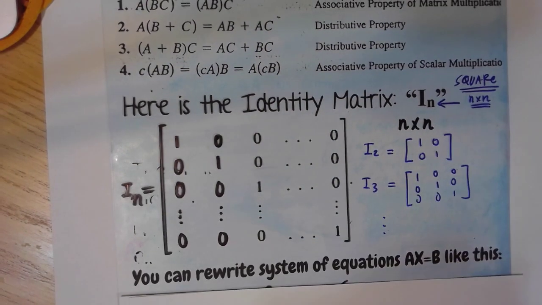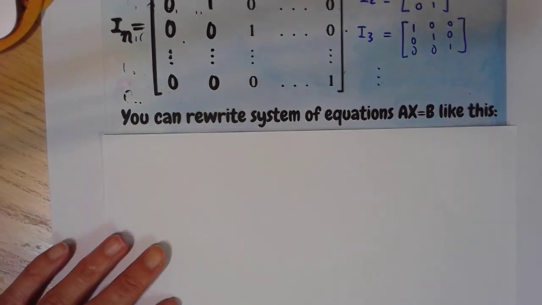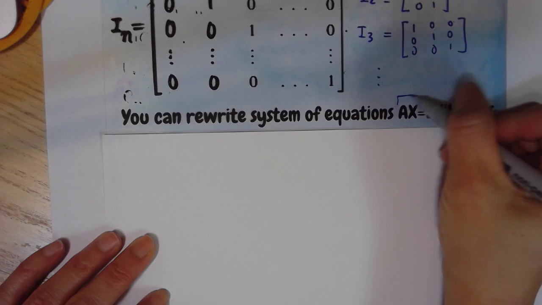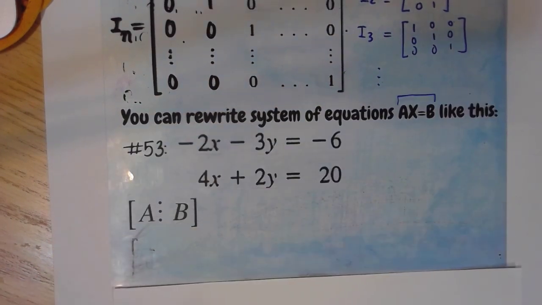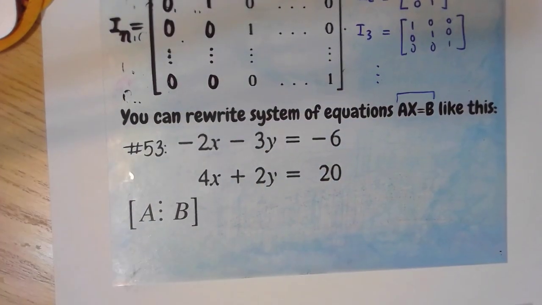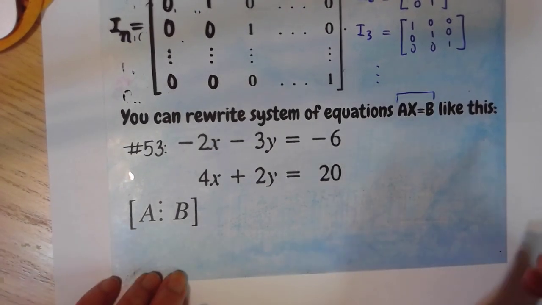All right, let's move on to this problem that you might have seen on your homework last night. You can write any system of equations as AX = B like this. So let's say we have a linear system here. And I know you thought it was really weird yesterday. Why are we doing this? Honestly, it's not going to make sense until you get to 8.3. I think it's a little bit weird that your textbook included this in 8.2, but it's nice to know.